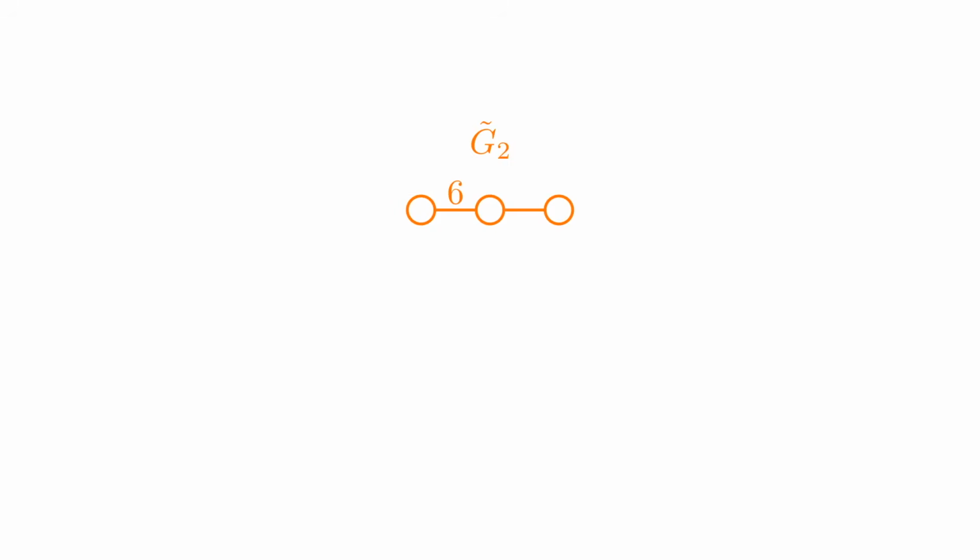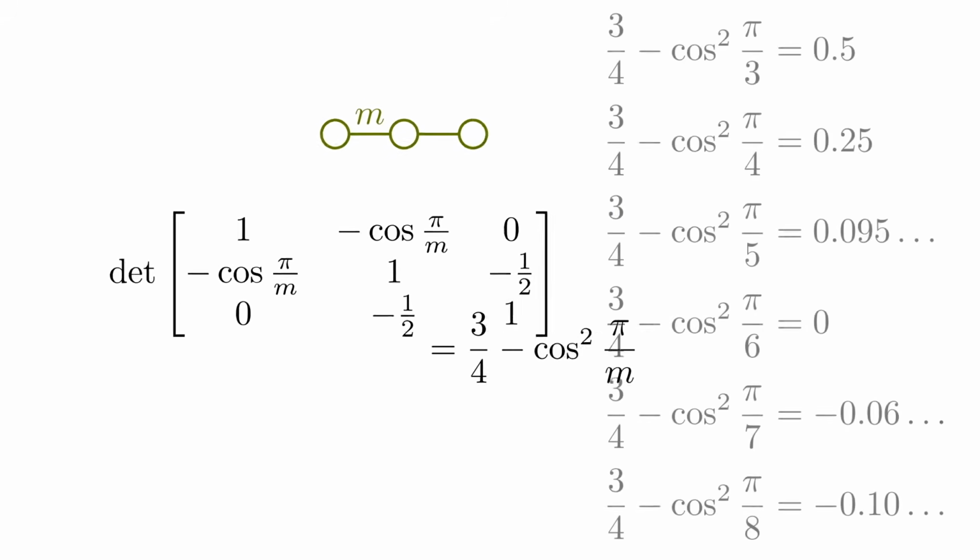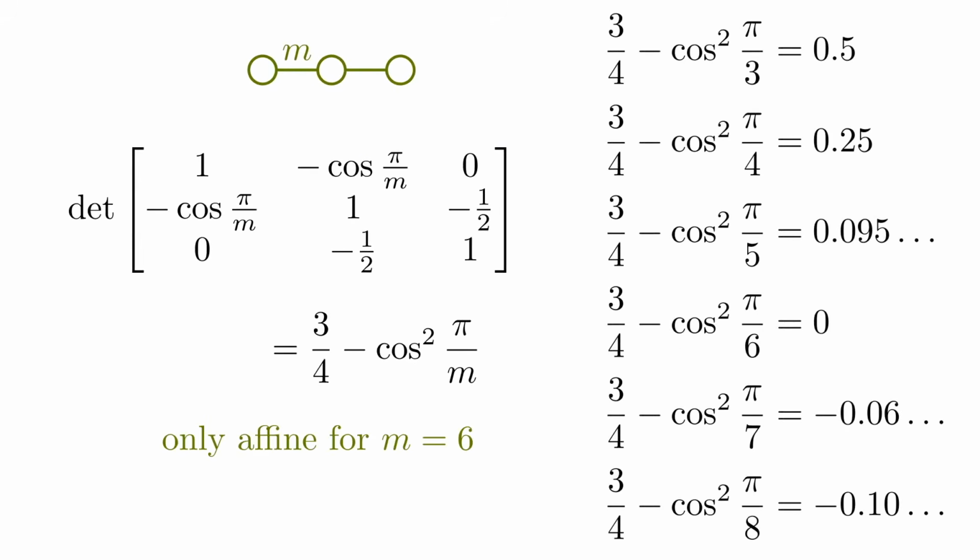The reason we can't do this with septagons or octagons is because if we try adding a node to I2M, we get a system where the determinant of the C-matrix is 3 on 4 minus cos squared pi over m, and this happens to be negative whenever m is greater than 6. Recall that our construction requires taking the square root of eigenvalues, which means in this case we'll get imaginary numbers. Things only go a little bit awry when there's a zero eigenvalue, but they go completely off the rails when there's a negative one, so these affine systems are a really special case.